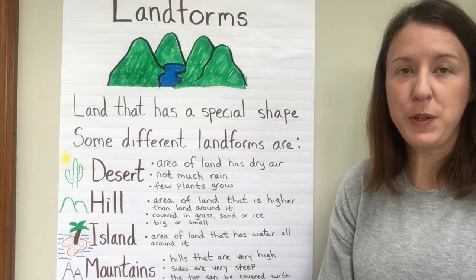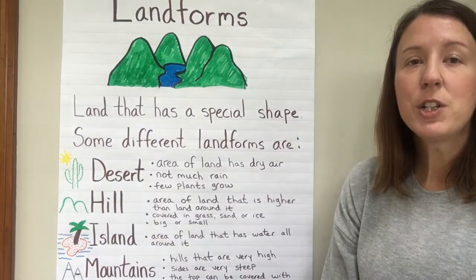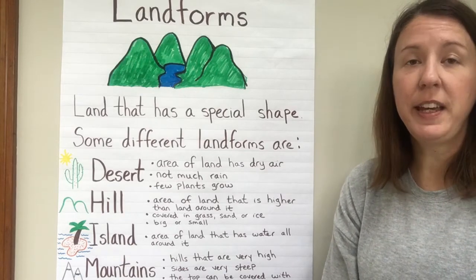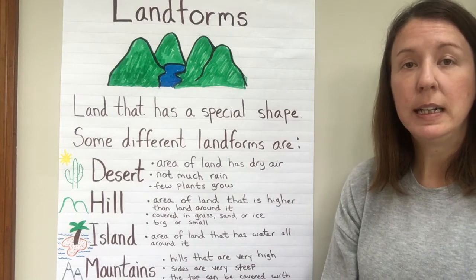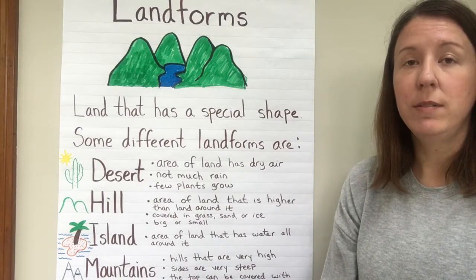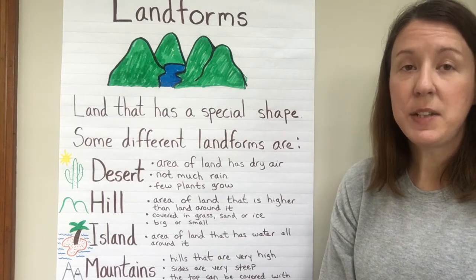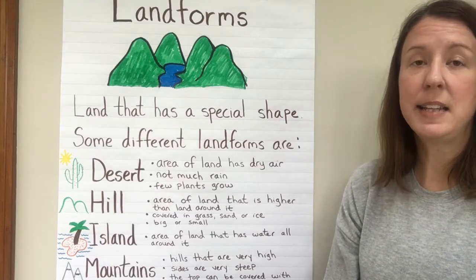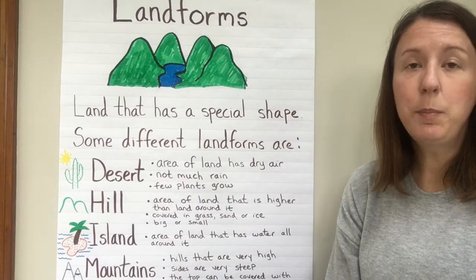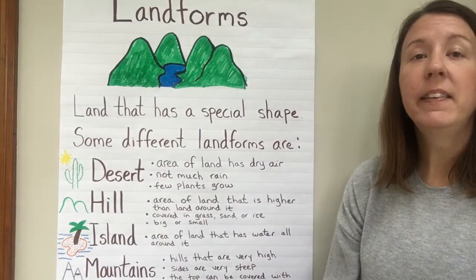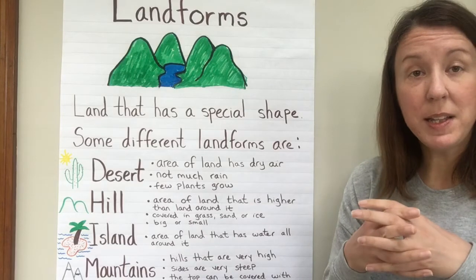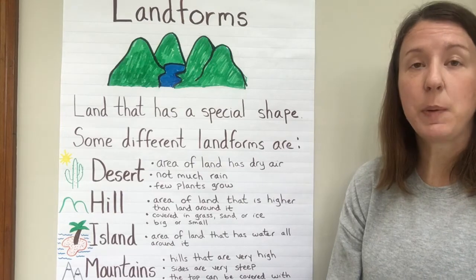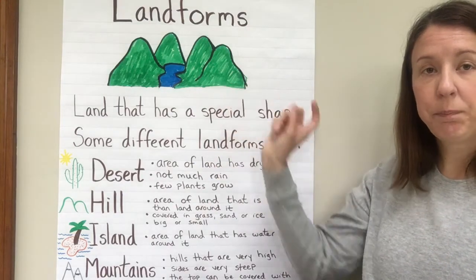So I'm going to review with you all what a landform is, and then I'm going to talk about just 5 types of landforms with you today. So our planet Earth is made up of bodies of water, like a lake, ocean, river, and lots of types of land. Some pieces of land are high, some pieces of land are low, and some pieces of land are rocky. And the land and the bodies of water all fit together like a puzzle to make up our planet Earth. So a piece of land that has a special type of shape is called a landform.